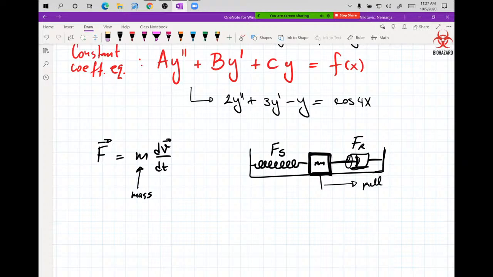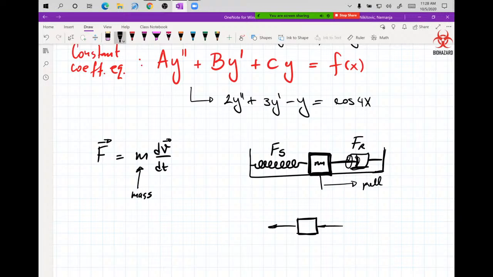Now, if you take a look at the way we solve all physics problems, the way is to draw what we call in physics a free body diagram, which is just a mass with these forces acting on that mass.